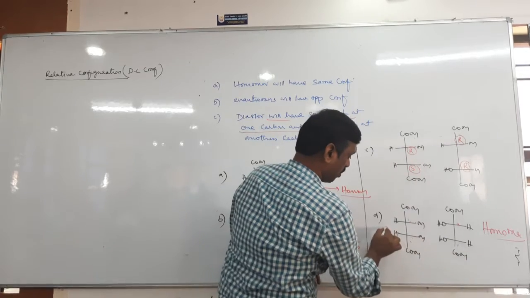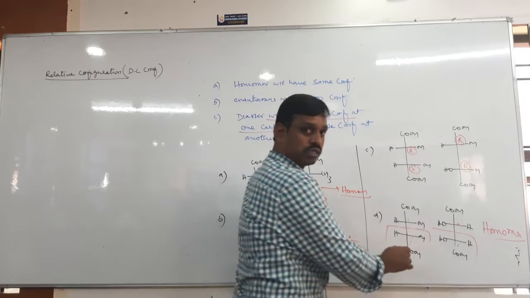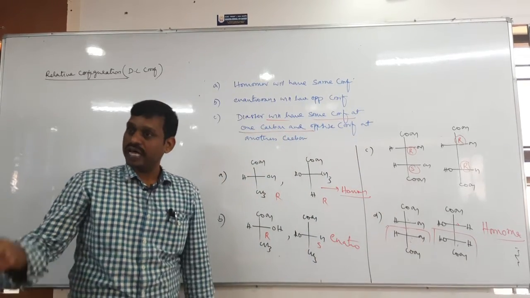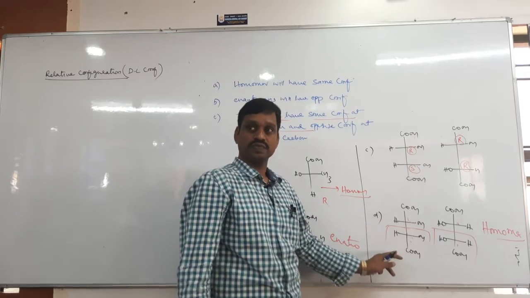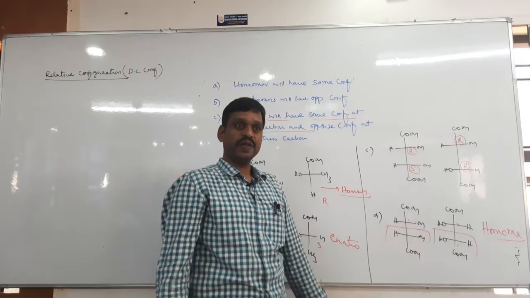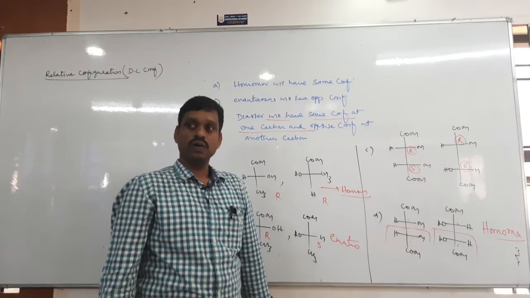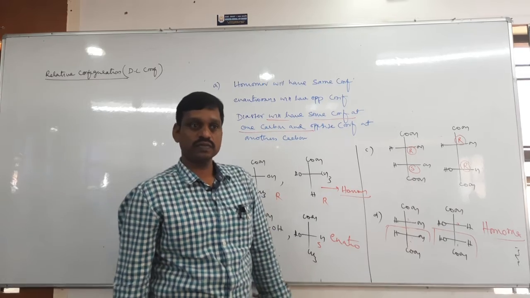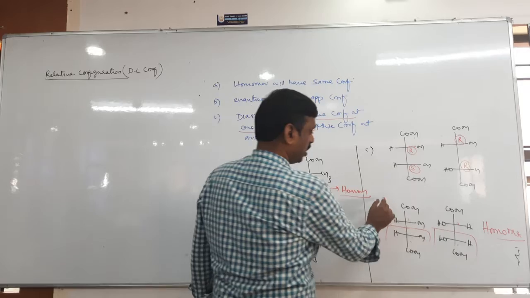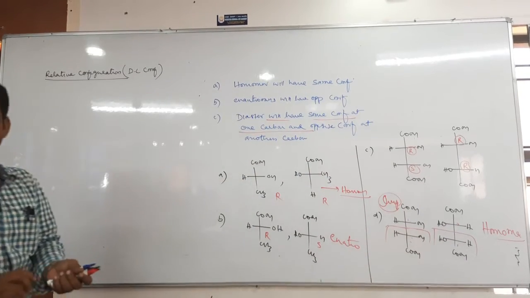Remember, because both are having what? Plane of symmetry. Because of the presence of a plane of symmetry, they are supposed to be enantiomers, but they are not enantiomers because they have a plane of symmetry. They are actually what? Homomers. Okay, so this is one condition, remember: plane of symmetry.